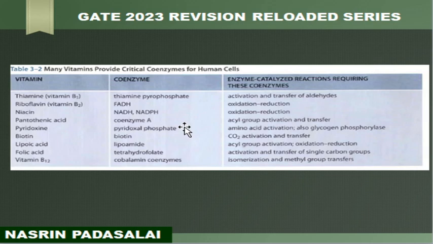Next is THF, which is involved in activation and transfer of single carbon groups. Like this, tetrahydrofolate is acting as a coenzyme for those enzymes that are involved in synthesis of nucleic acid, synthesis of amino acid, synthesis of polyamine. Okay. Last one is cobalamin coenzyme, which is acting as a coenzyme for those enzymes that are involved in the process of isomerization and methyl group transfer.